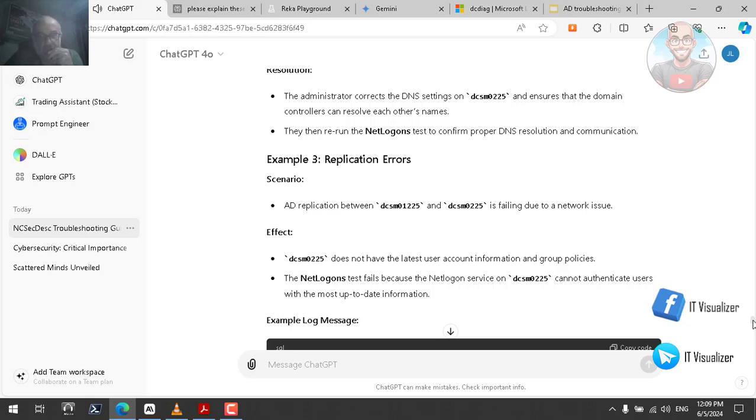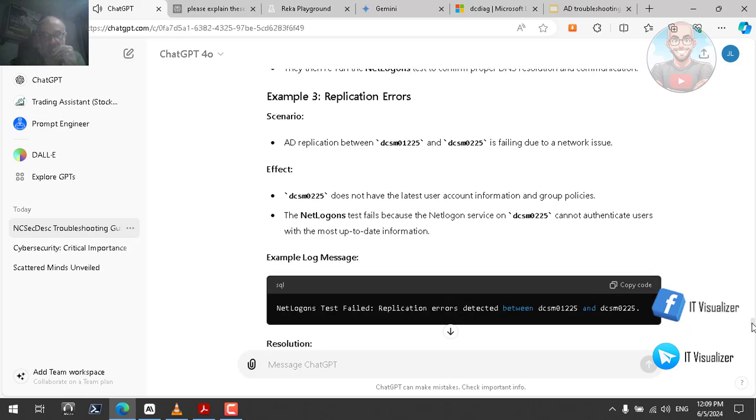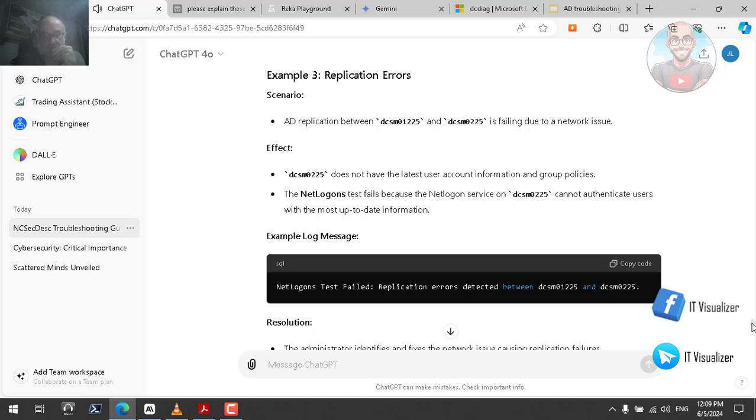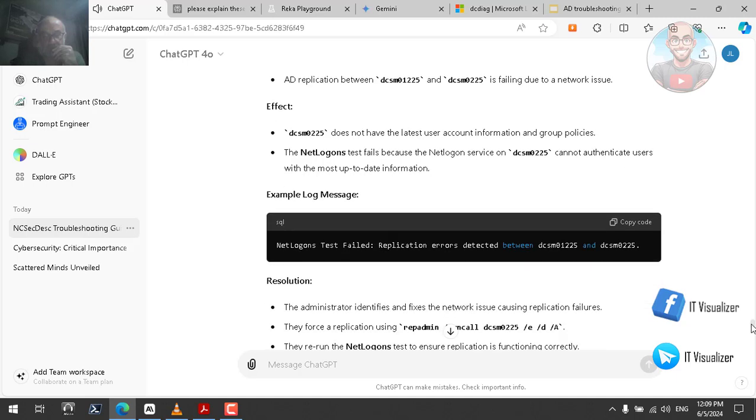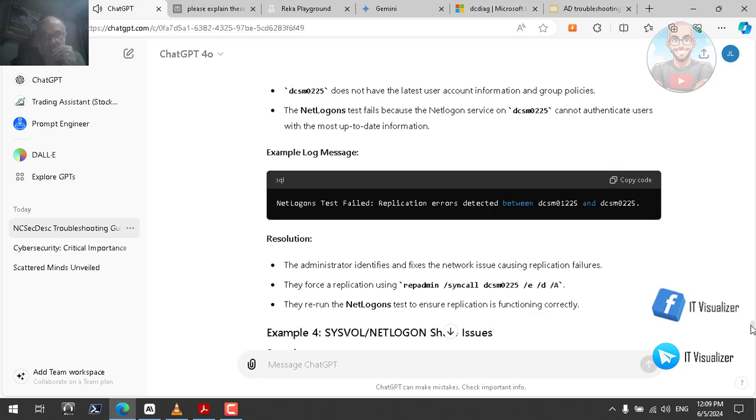AD replication between DCSM01225 and DCSM0225 is failing due to a network issue. Effect: DCSM0225 does not have the latest user account information and group policies. The Netlogon test fails because the Netlogon service on DCSM0225 cannot authenticate users with the most up-to-date information. Example log message: Netlogon test failed. Replication errors detected between DCSM01225 and DCSM0225.